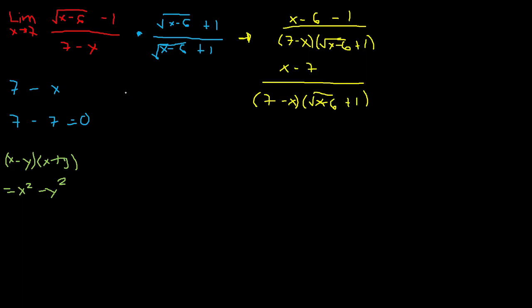So, negative 1 times 7 will be negative 7. Then minus the x, so negative 1 times negative x is positive x. Kaya pareho na sila, di ba? Negative 7 plus x is just the same with x minus 7.